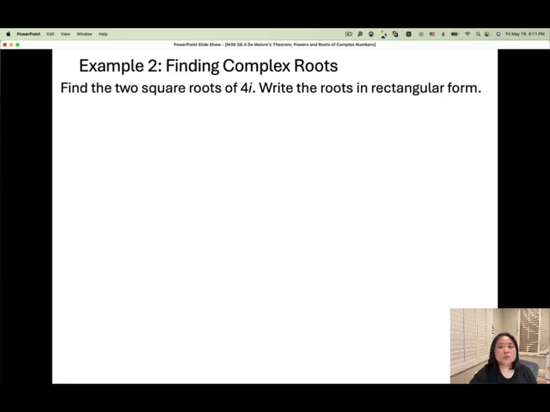Let's try to do this example together. Find the 2 square roots of 4i. Write the roots in rectangular form. Square roots, so I'm going to let z squared equal 4i. Two square roots, so I put the 2 in here. First, we want to write 4i in trigonometric form. Remember the steps?